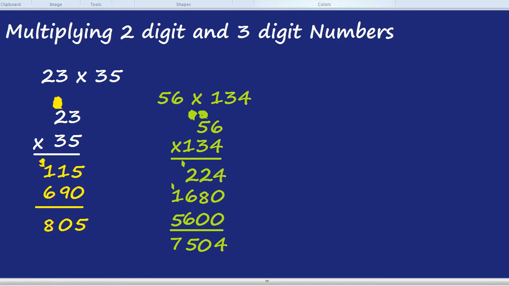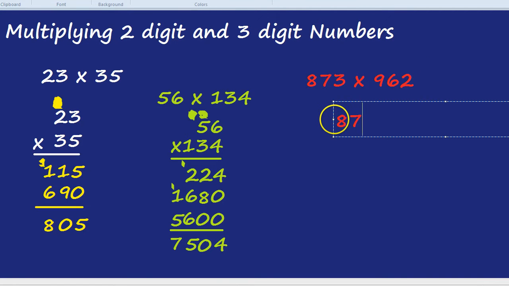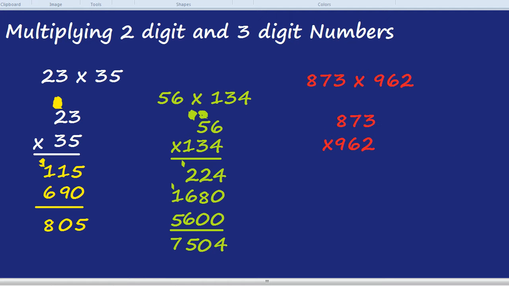Last one, a 3-digit times a 3-digit. This time I'm going to go a bit faster because I think you get the gist. But we're going to show just how cool and quick this method can be, even with seemingly impossible calculations. Let's write them one on top of the other. Are you ready? We're going to rev up the engine.